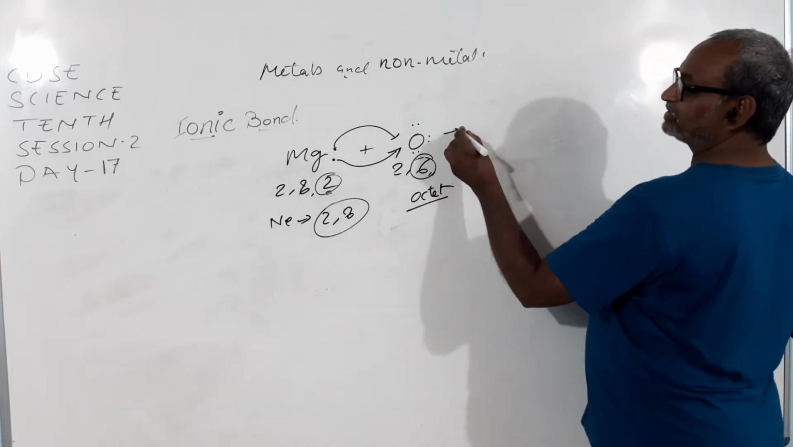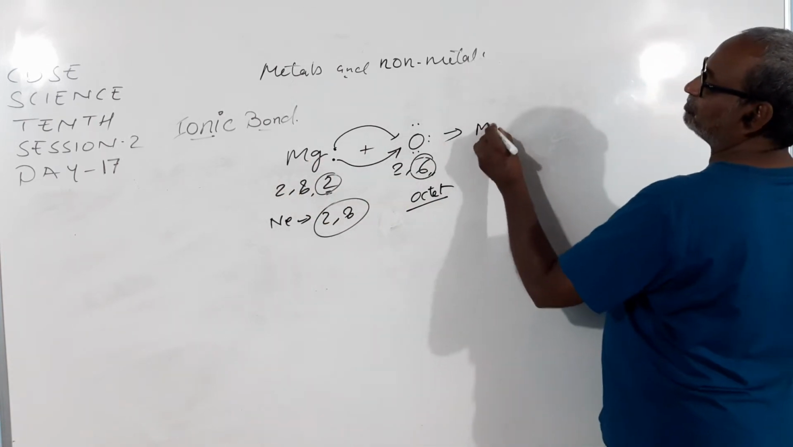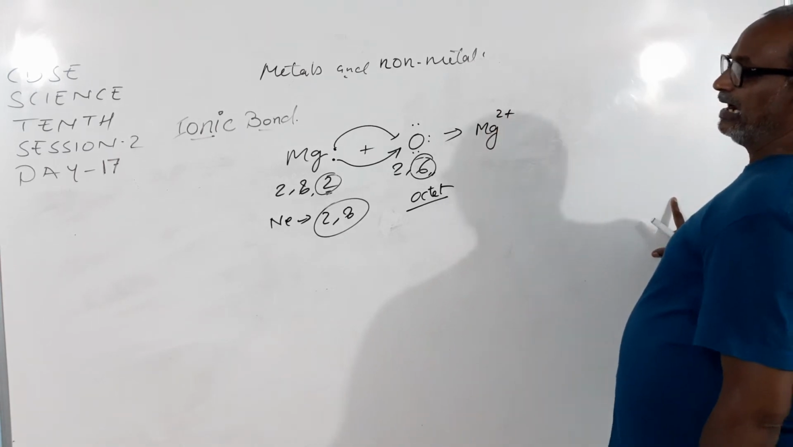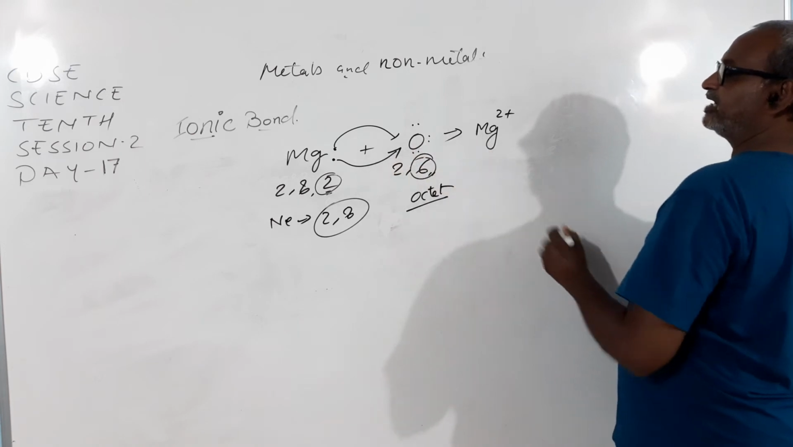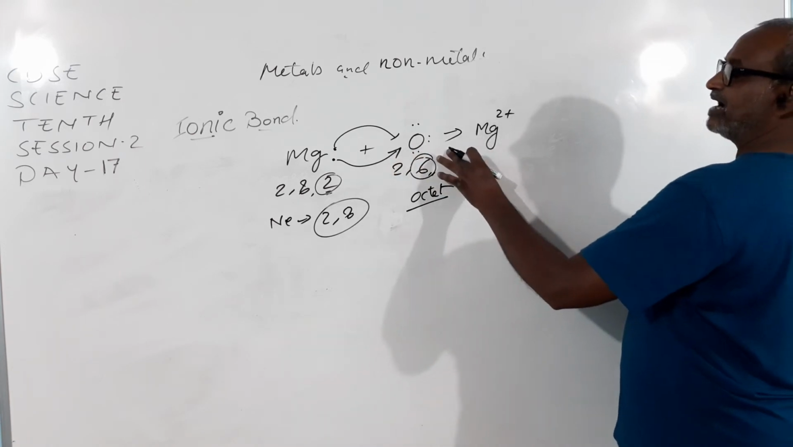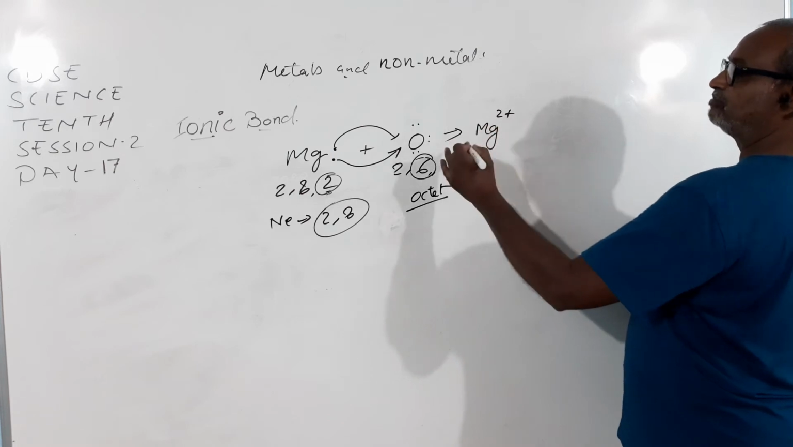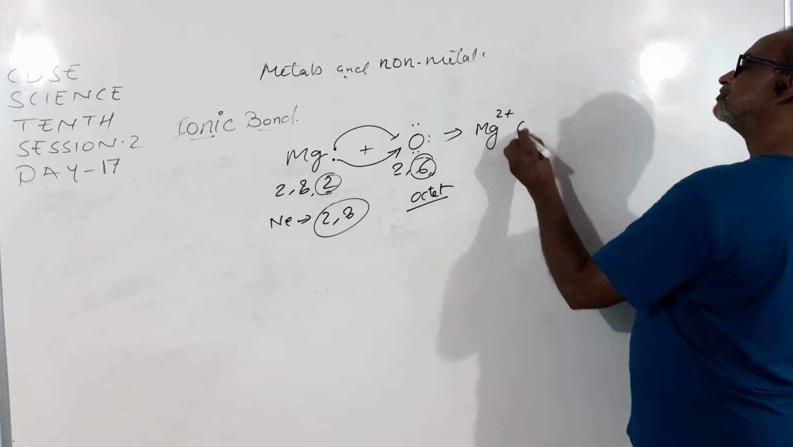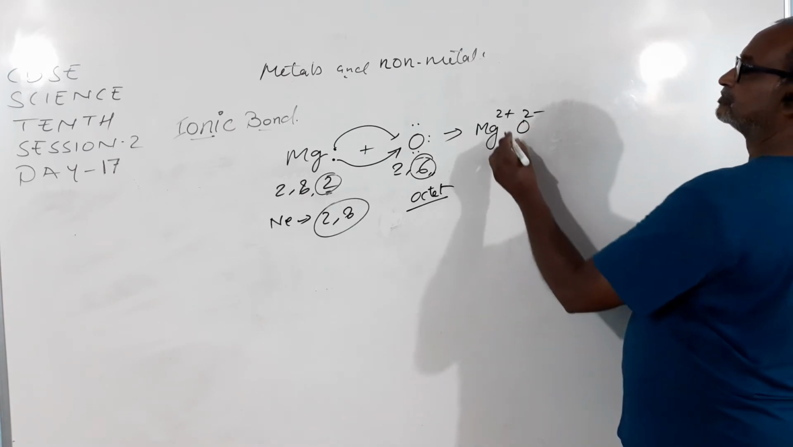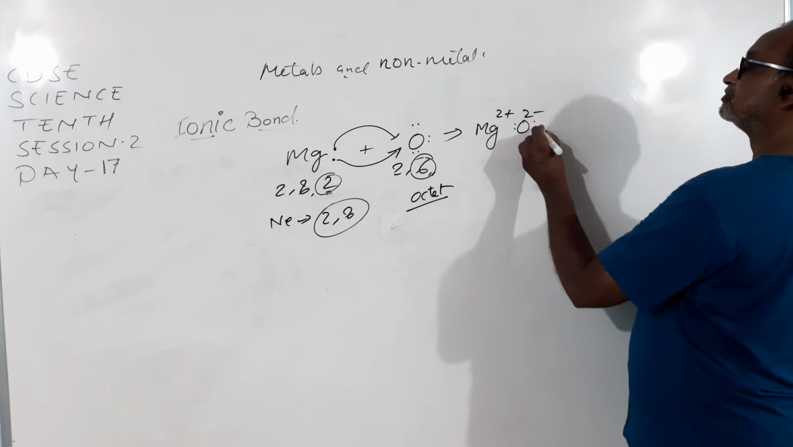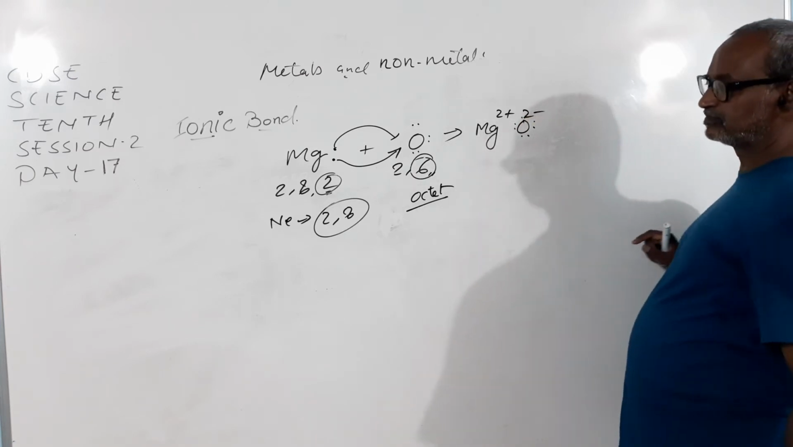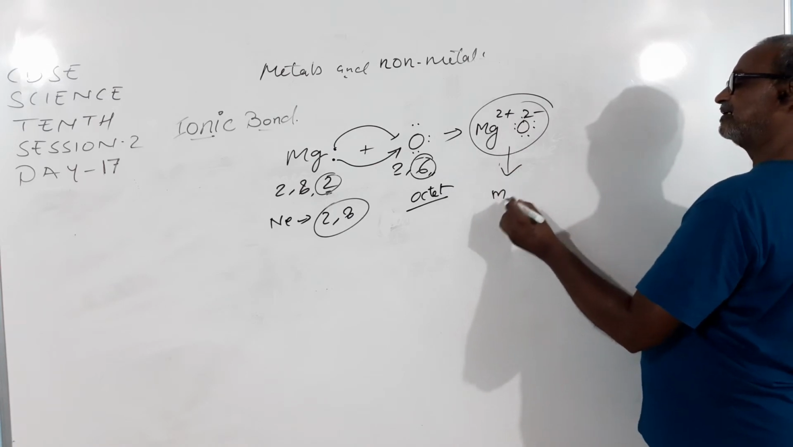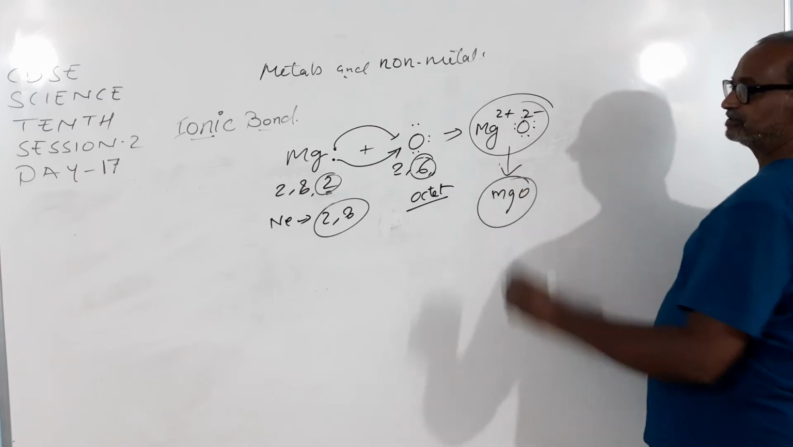Now since the magnesium atom is losing 2 electrons, it forms magnesium ion. And oxygen atom is gaining 2 electrons, therefore it acquires 2 unit negative charge in the form of oxide ion. In this way, magnesium oxide is formed.